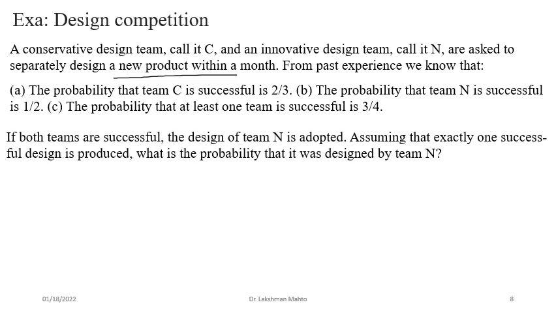Based on that, we have to conclude that if both teams are successful, then the design of team N would be adopted. So this is another piece of information. And we assume that exactly one successful design is produced. Then what is the probability that it was designed by team N?